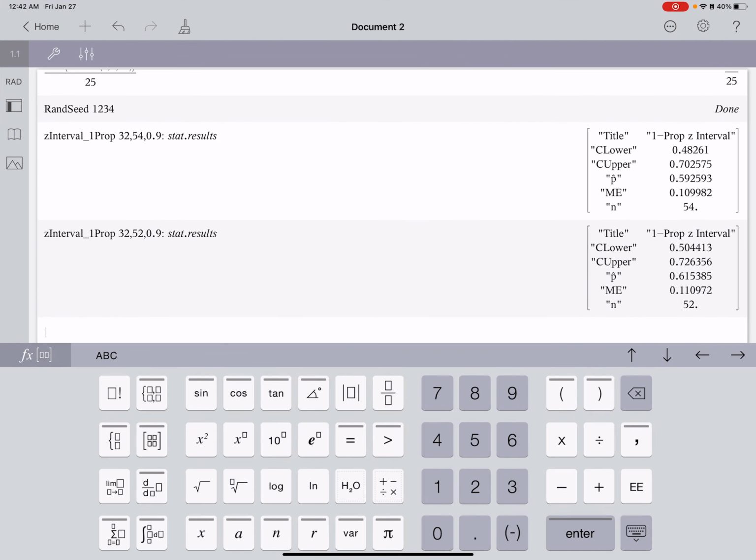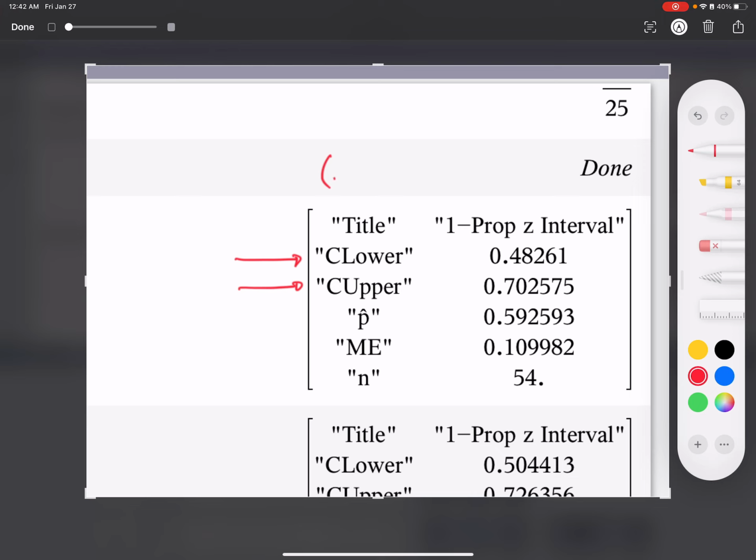Let's look at what these numbers mean. This here's the lower and that's the upper. So my confidence interval goes from 0.48261 to 0.702575. That p hat, remember where I got that from? The p hat was that 32 over 54. And that gets me 0.59.